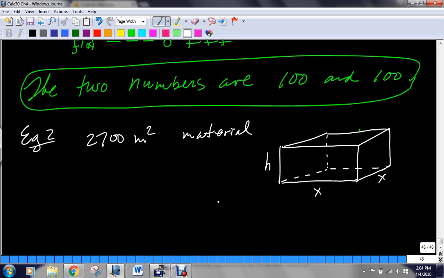Okay. It says, we want to... What do we want to optimize here? What does it say? We want to optimize what?